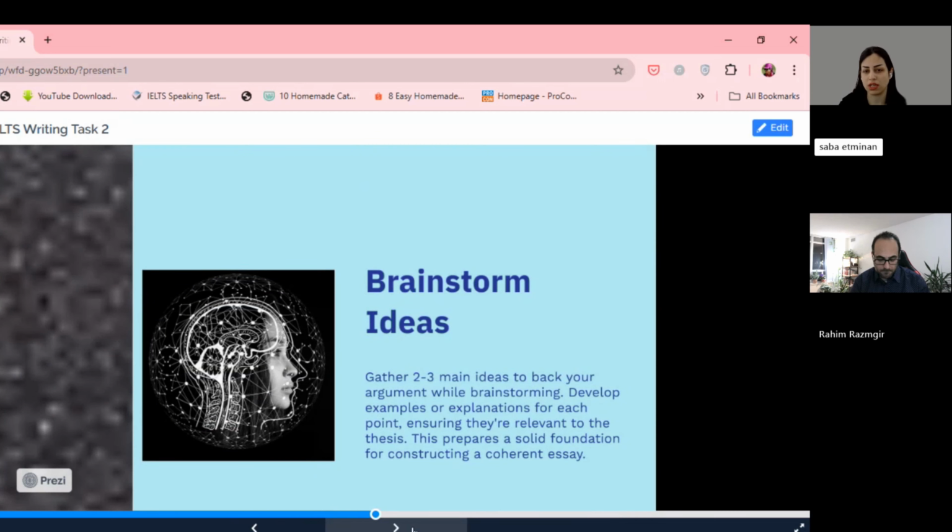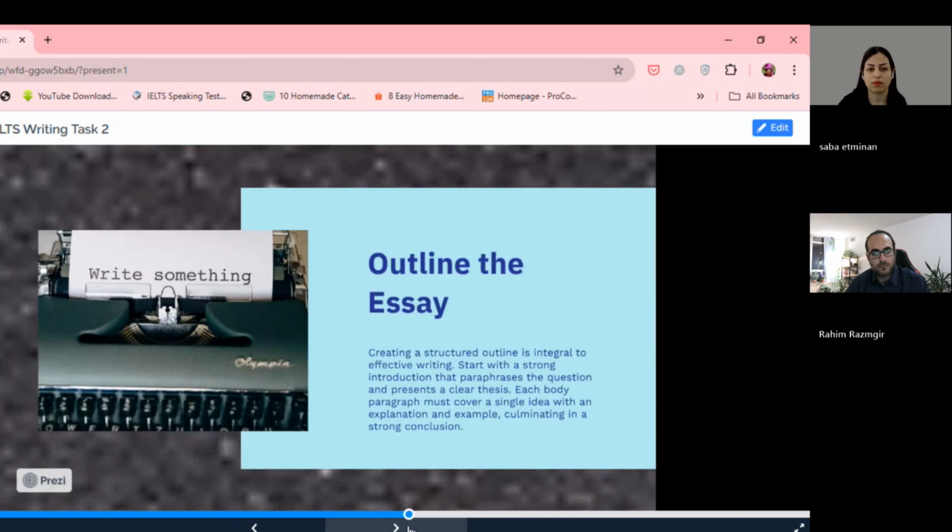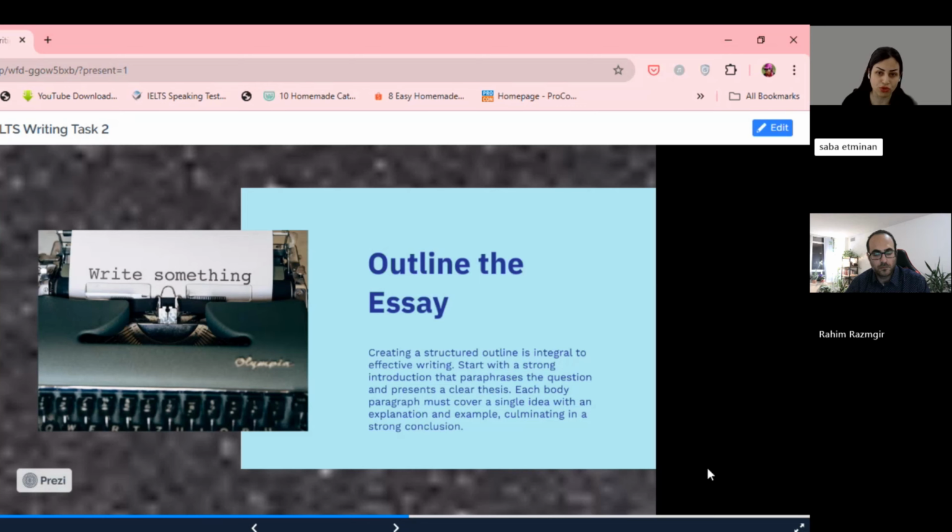Then brainstorming ideas. Gather 2 to 3 main ideas to back your arguments while brainstorming. Develop examples or explanations for each point, ensuring they are relevant to the thesis. This prepares a solid foundation for constructing a coherent essay. And then outlining the essay. Creating a structured outline is integral to effective writing. Start with a strong introduction that paraphrases the question and presents a clear thesis. Each body paragraph must cover a single idea with an explanation and example, culminating in a strong conclusion.